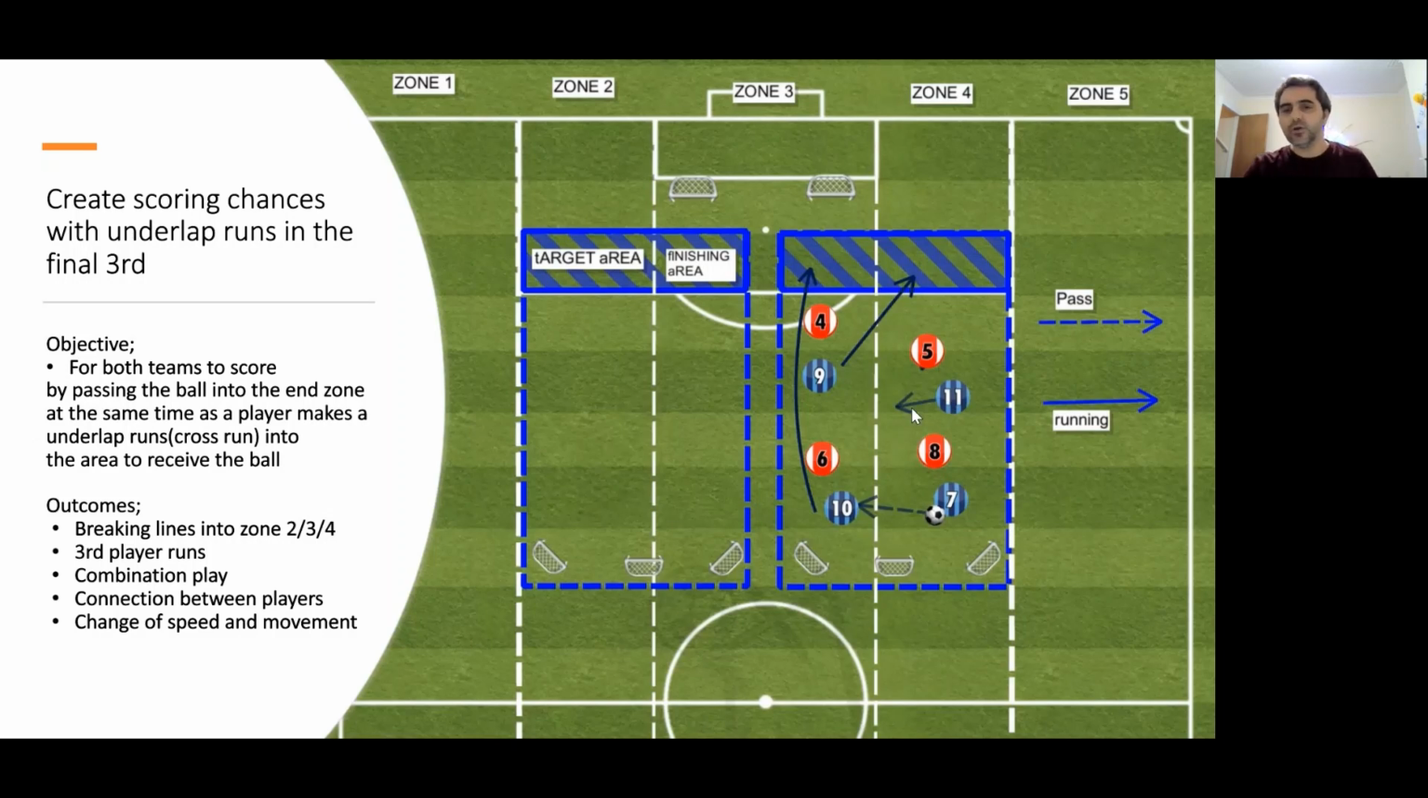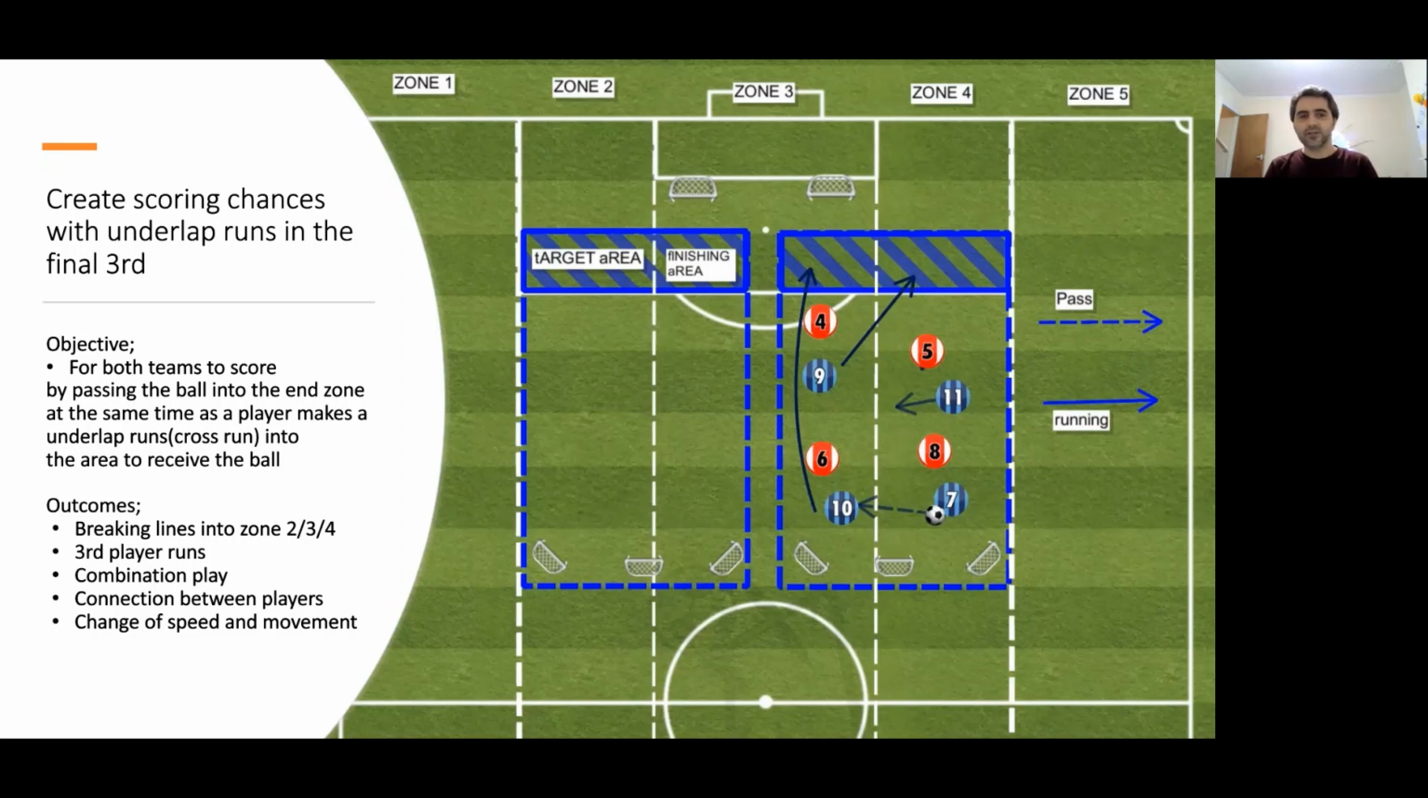In the game, when number 11 has the ball, he knows who will make the underlap runs and who will make the support runs, or number 9 knows. So this is important. We need to create these links between the players, at least 2 or 3 players. This is important in the game. And the change of speed and movement is the nature of small side games. It's also another outcome when we play small side games.